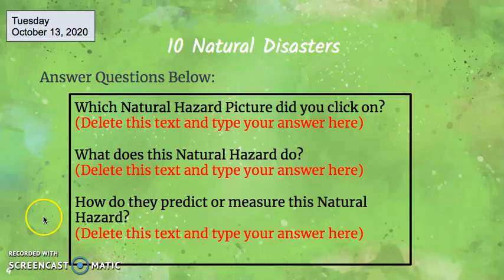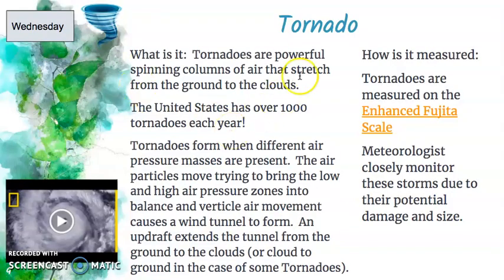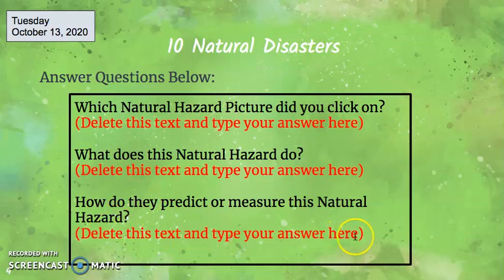How do they predict or measure this natural hazard? Well, I look back at that slide, and I see that tornadoes are measured on the enhanced Fujita scale. So I could write the enhanced Fujita scale over here. And I wouldn't have picked tornadoes if I had known that I would have to say that word so many times. All right, but here is my eternal problem. If I write down the actual answers, you will be able to copy this, and I will see everyone doing the tornado. However, if I don't write down actual answers, you will not know how long to write your answer. You will not know exactly what, and I'll get lots of questions basically asking me how to do what I just told you to do.